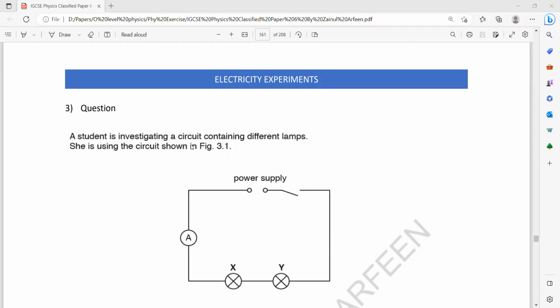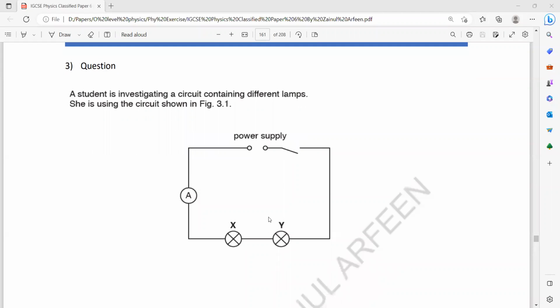The student is investigating a circuit which contains different lamps. As you can see, lamp X and Y are there, which are connected in series to an ammeter. There's a power supply and an open switch.